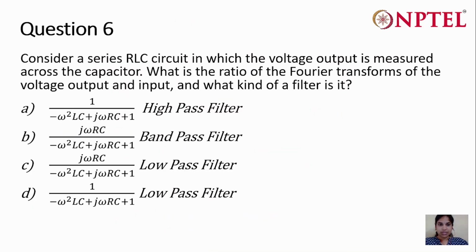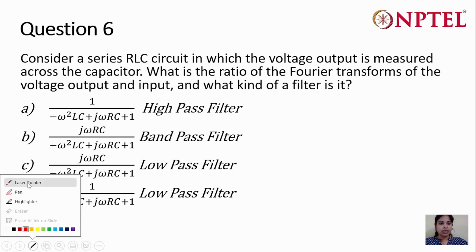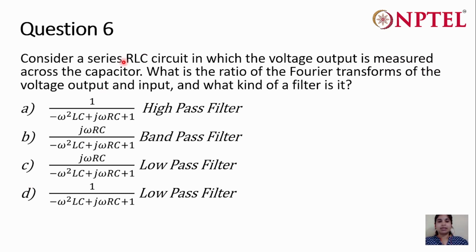We are moving to the next question. Consider a series RLC circuit in which the voltage output is measured across the capacitor. What is the ratio of the Fourier transforms of the voltage output and input, and what kind of a filter is it?